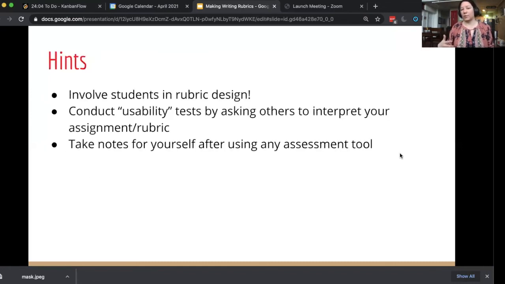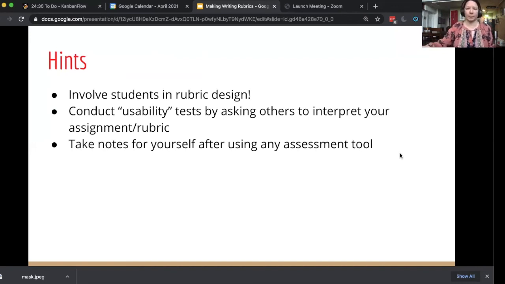If you are making a rubric for the classroom that students are going to use, it'd be great to involve them in the design. That's a great way for them to process the assignment as well and tell you what they think will be an A paper versus a B paper versus a C paper. They'll show you how they're understanding the assignment. You can also conduct usability tests by asking students or others in your department or others from other fields to interpret your rubric. Give it to them, ask them how they use it, how they understand the terms and the dimensions of the rubric.